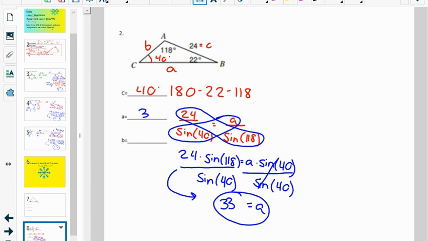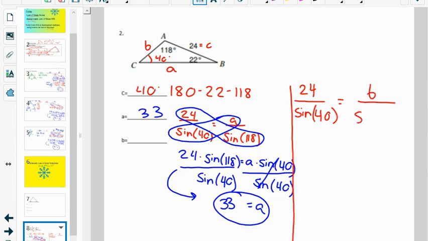So that's side A. Now I'm going to come over here, and I'm going to find the last side, which is side B. We know a side and an angle. We know 24 over sine of 40 equals, what I don't know is side B, but we know angle B is 22. All right, now we're just going to solve.